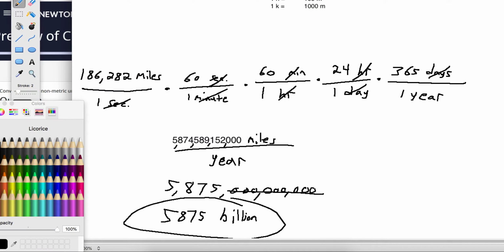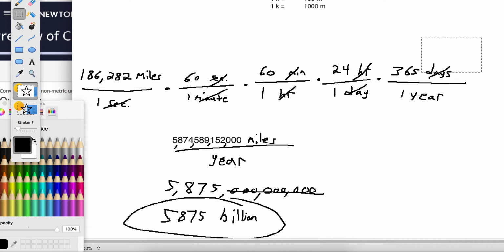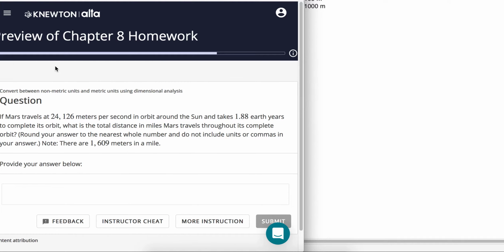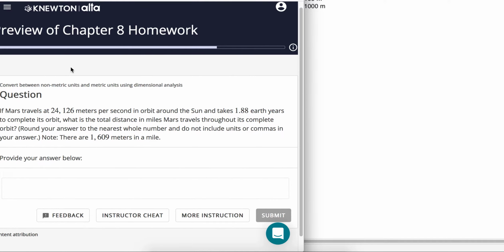Okay, Mars travels at 24,126 meters per second in orbit around the Sun and takes 1.88 Earth years to complete its orbit. So, what is the total distance in miles Mars travels throughout its complete orbit? So, we need to find out how many miles Mars travels, okay?